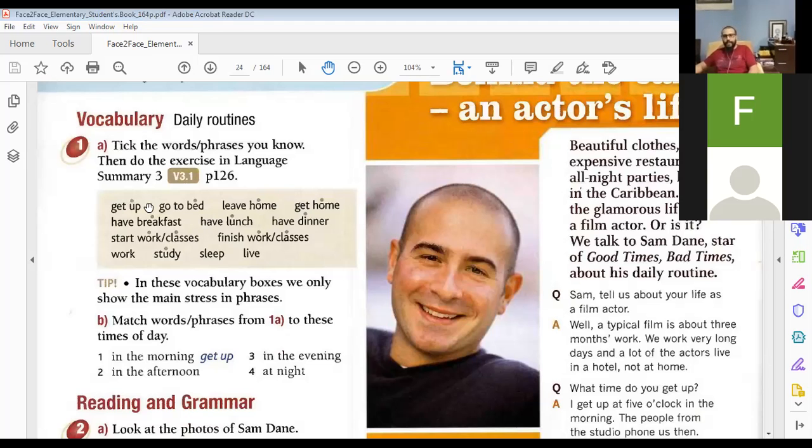Get up. Get up in the morning. Have breakfast in the morning. Yes. Start work or class. Correct. We start work and we start classes in the morning. That's it. Yeah, we work in the morning. Study. Yeah. Maybe. Yes. Okay.